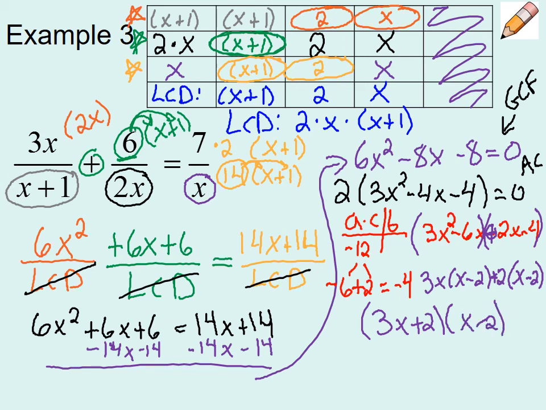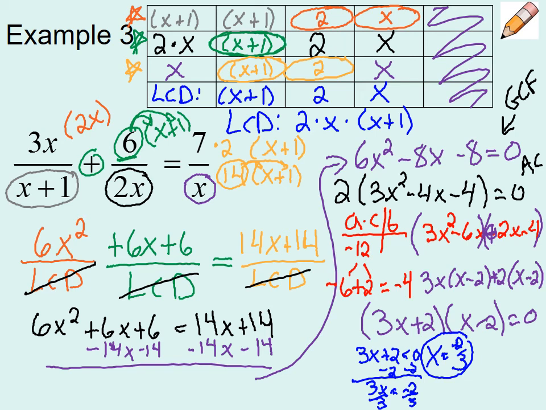And now I'm going to set both of these equal to 0, because we are solving. When I do that, I'm going to get 3x plus 2 equals 0, minus 2, 3x equals negative 2, divide by 3, x equals negative 2 thirds. That's one of my solutions. Then I have x minus 2 equals 0, so x is going to equal 2.